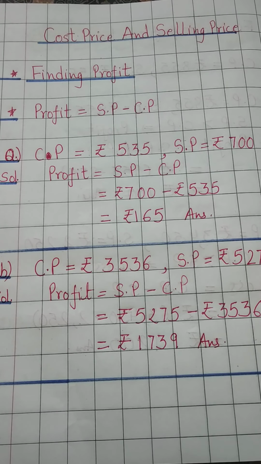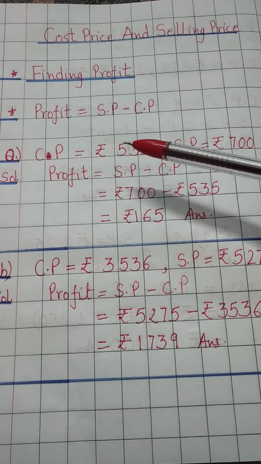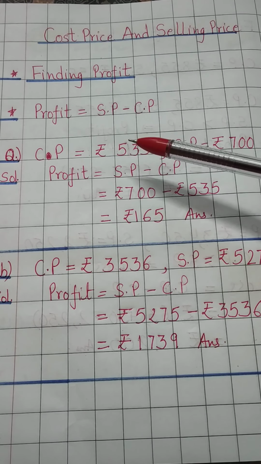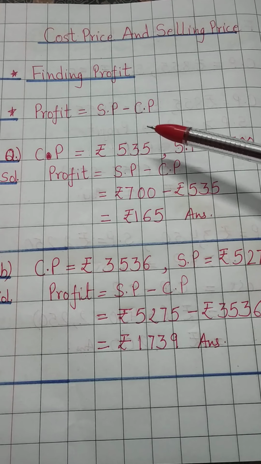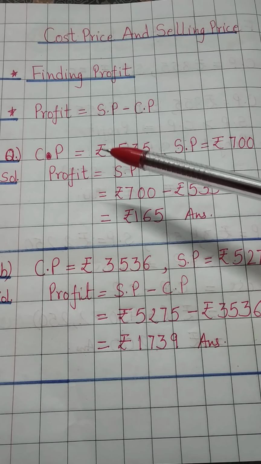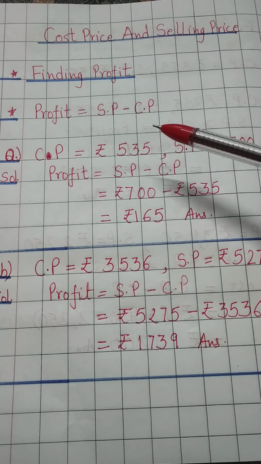The formula we have done: we get profit when selling price is greater than cost price. So for getting profit we will subtract cost price from selling price. So profit equals selling price minus cost price.